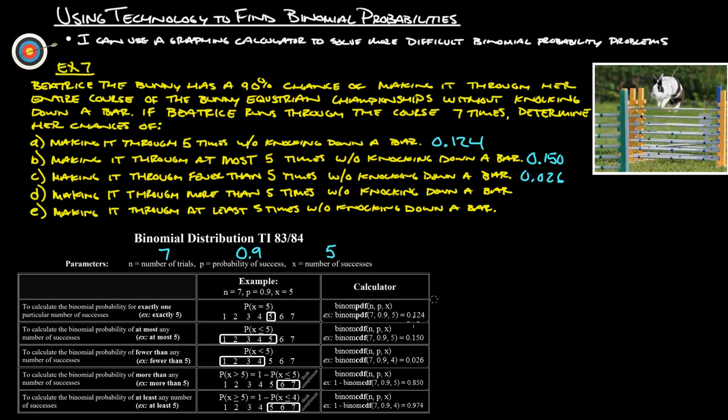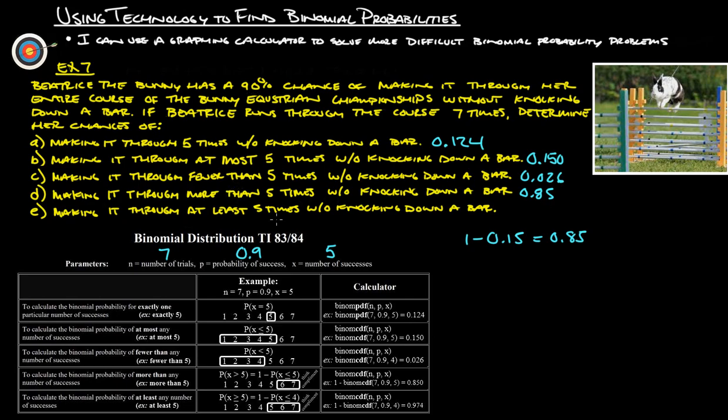So what we'd really want to do with this here is find the complement of this at most 5 right here. So we could put it into our calculator here, but really it's just saying 1 minus this at most 5, and we already know that that's 0.150. So what we can do is just do good old math here, and we're going to do 1 minus our at most 5, which is 0.15, which is going to give us 0.85. Meaning there's an 85% chance that they're going to make it through more than 5 times without knocking down a bar, because again, the probability is so high.